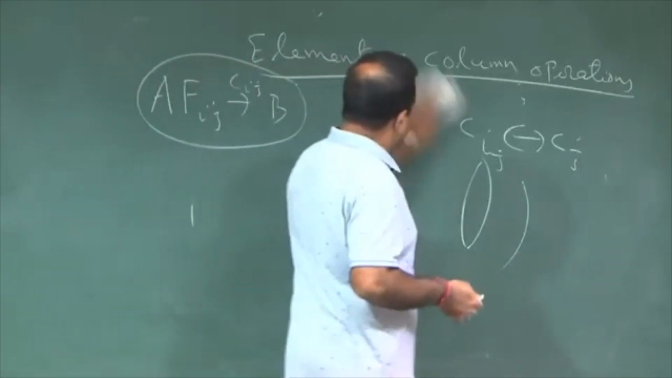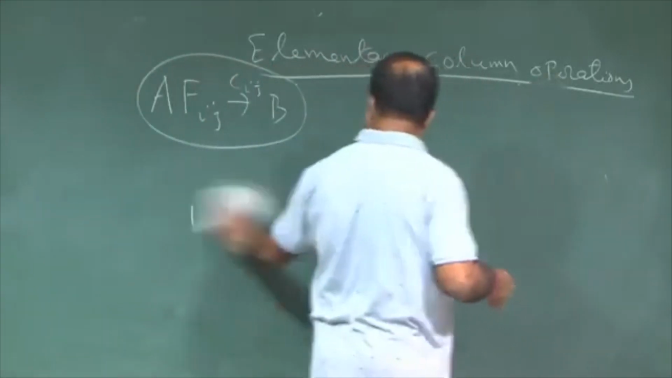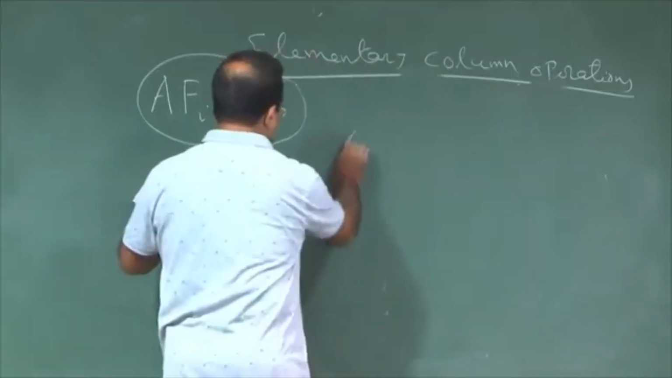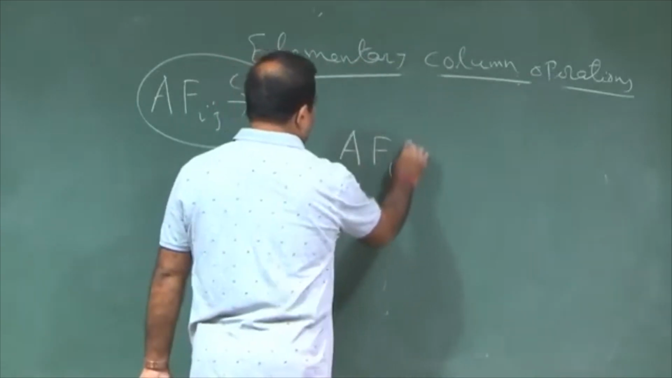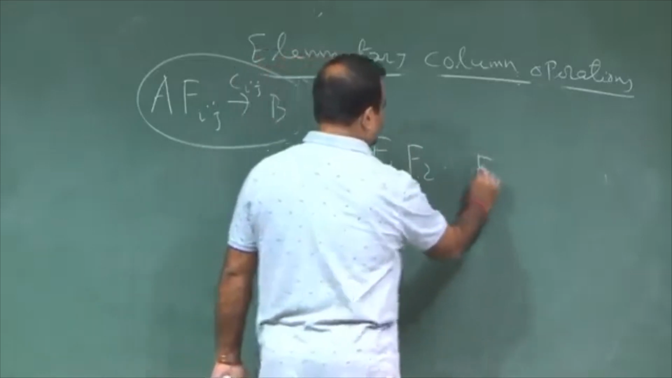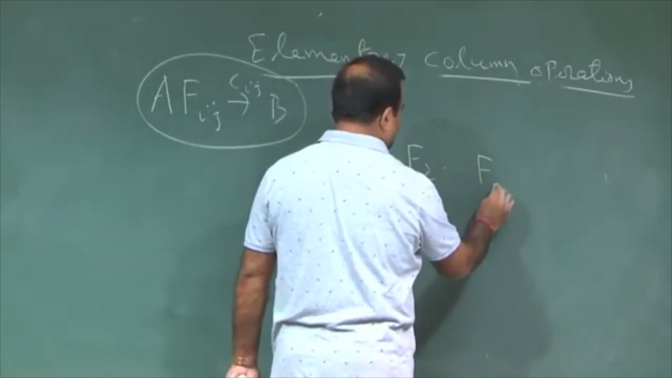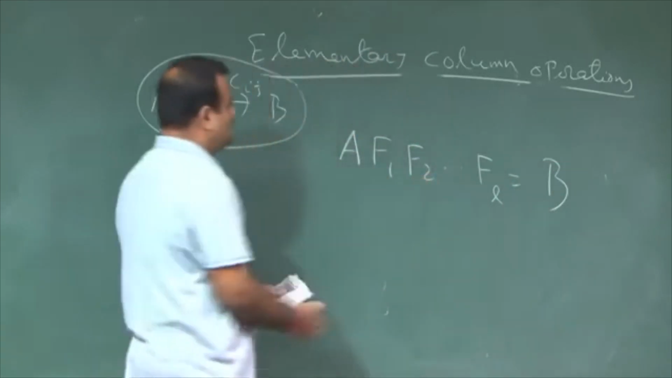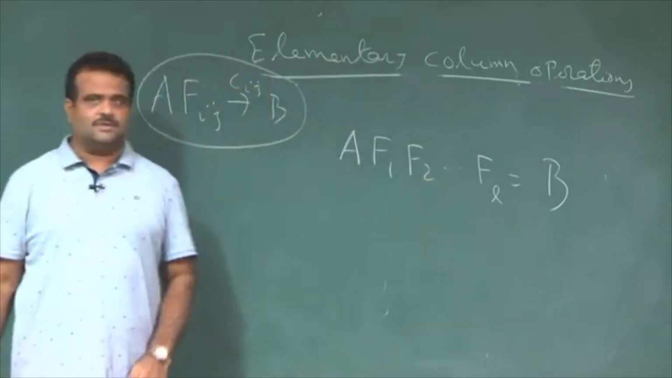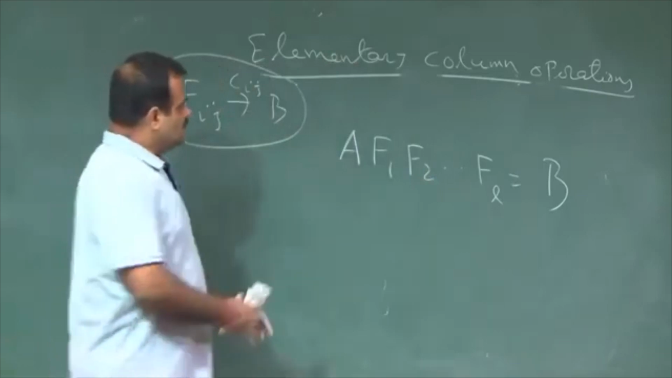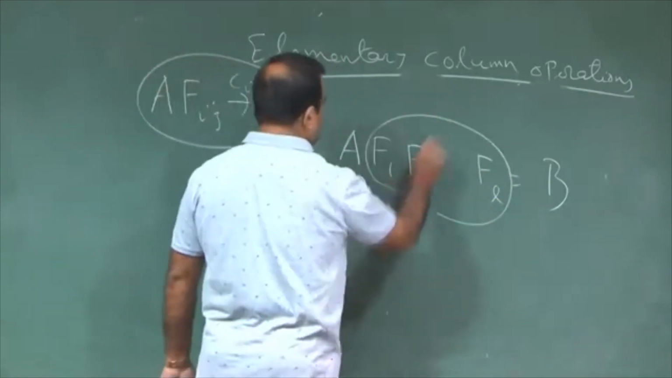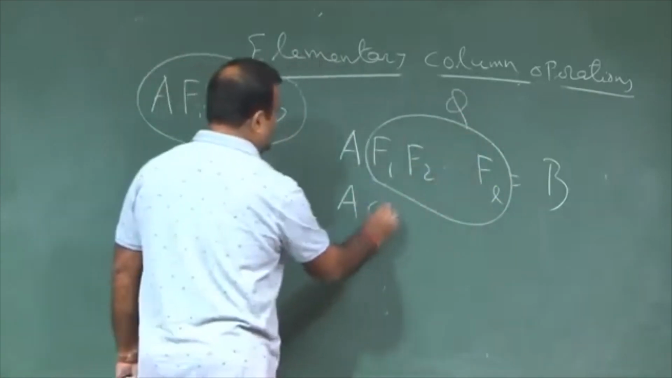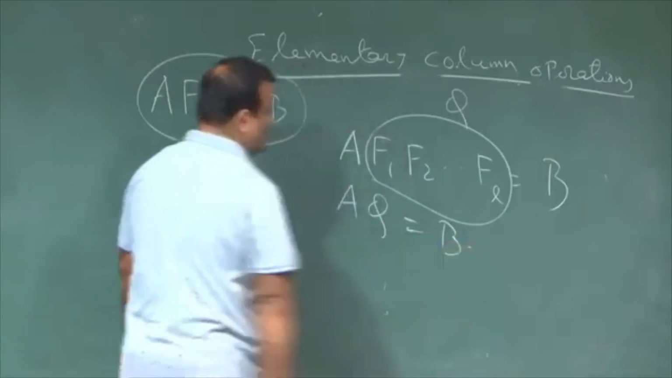So, if we apply only column operations on this matrix A, eventually we will get a column equivalent echelon form. So, we have a matrix, we keep on applying F1, F2, up to FL, say. So, we will be getting this. These are basically the elementary column operations on this. If we denote this by Q, then AQ is equal to B.